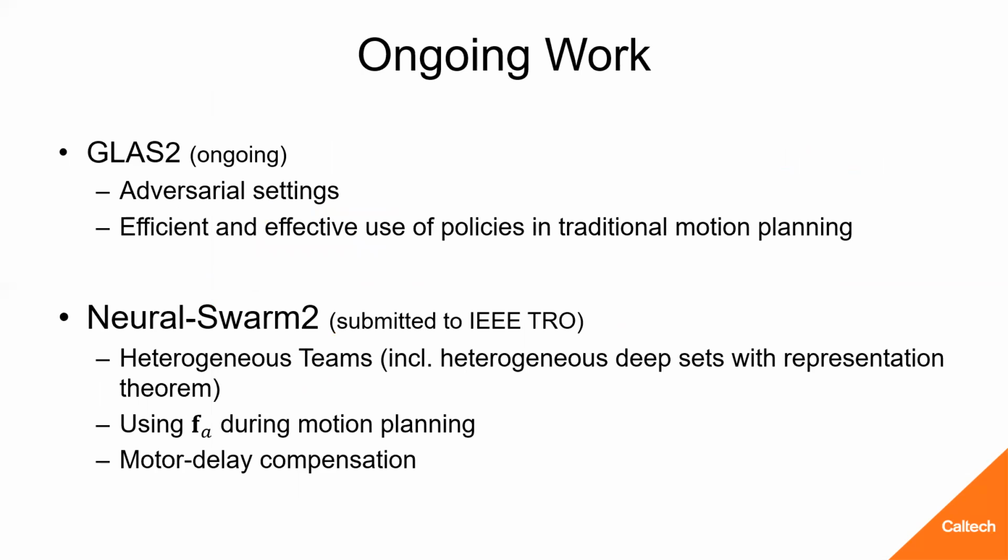Now, we also have some ongoing work, which I won't have time to talk about in detail. For GLAS, we're looking at extensions for the adversarial setting and also to use the policies in a good way for more traditional, longer term, non-reactive motion planning. And for NeuralSwarm, we just submitted NeuralSwarm 2 to TRO, which has some really nice theory on heterogeneous deep sets, including a representation theorem that shows that our deep set formulation can deal with heterogeneous teams with any kind of heterogeneous permutation invariant set.